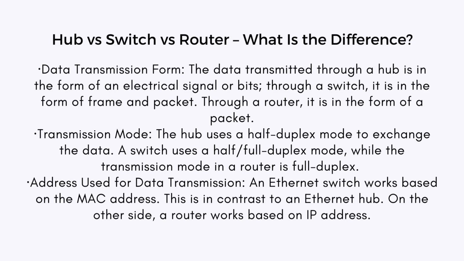Address used for data transmission. An Ethernet switch works based on the MAC address. This is in contrast to an Ethernet hub. On the other side, a router works based on the IP address.